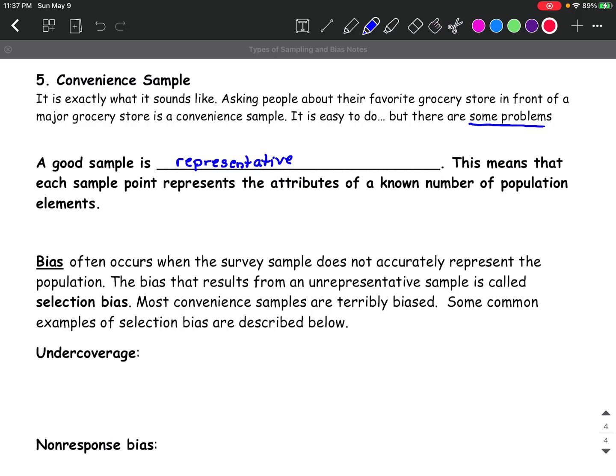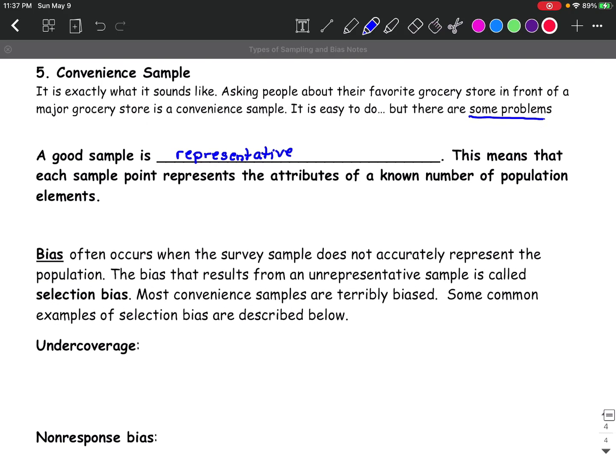That means that each sample point represents the attributes of a known number of population elements. Okay, and convenience samples often have what we call bias. And bias often occurs when the survey sample does not accurately represent the entire population. And I do mean the entire population.